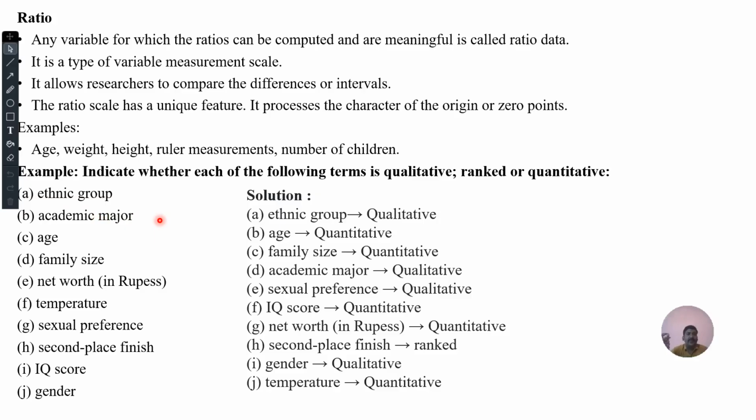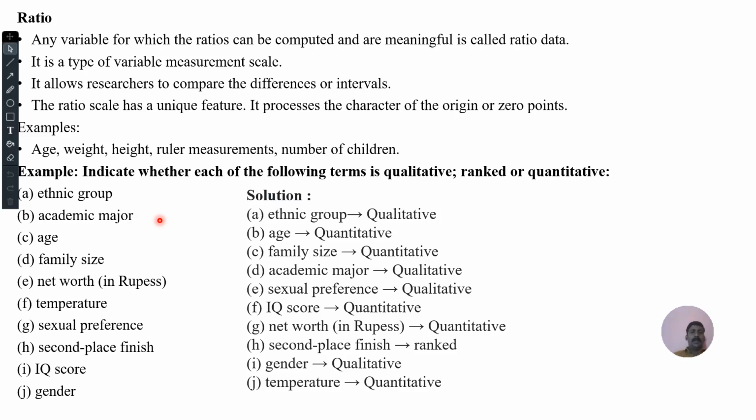One family contains 5 persons, another family contains 6 persons. That is also quantitative data. Net worth in rupees is also quantitative data. A man having 500 rupees, a person having 1 lakh, that is the net worth. His total assets are 15 crores, 5 crores. That is the assets, one of the quantitative data.